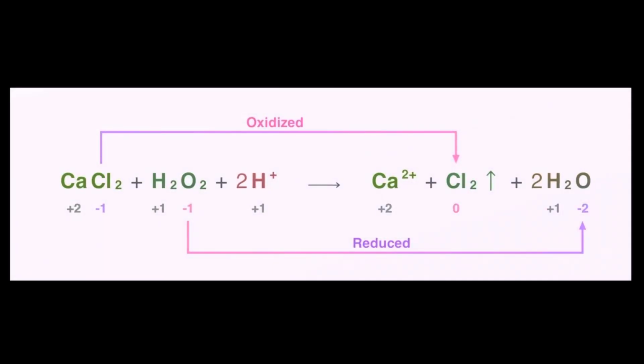Okay, let's take a look at the chemical formula for this redox reaction. We start with the reactants calcium chloride, CaCl2, and hydrogen peroxide, the H2O2. If you look carefully at that chloride ion, it's being oxidized as it loses an electron, creating the product chlorine gas, Cl2. And if you look at the hydrogen peroxide, that oxide ion is being reduced as it gains an electron, creating the product water, H2O.